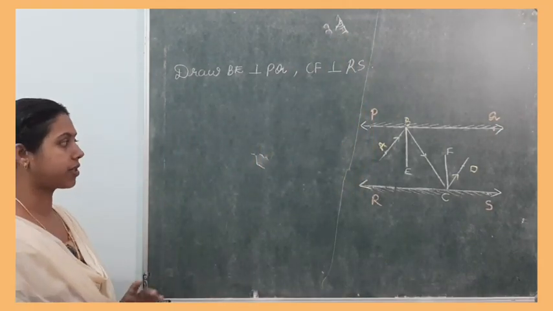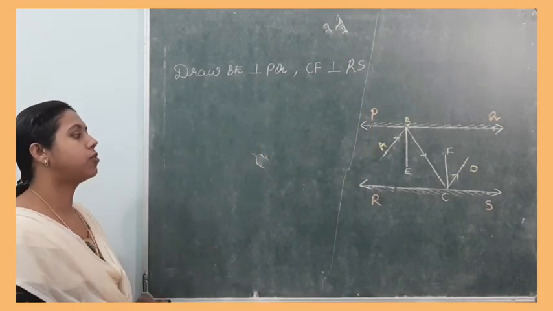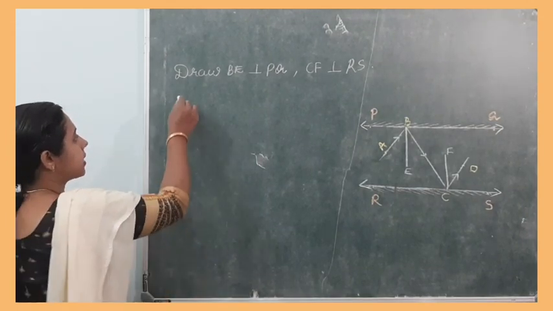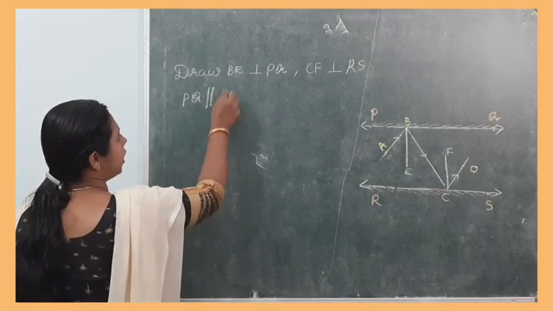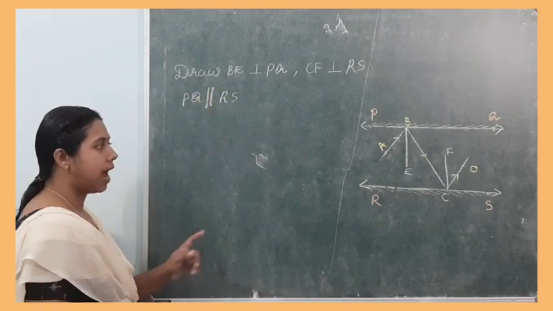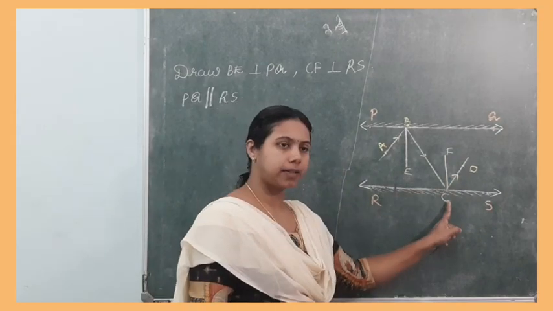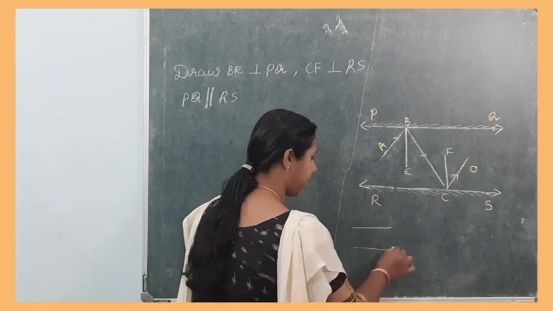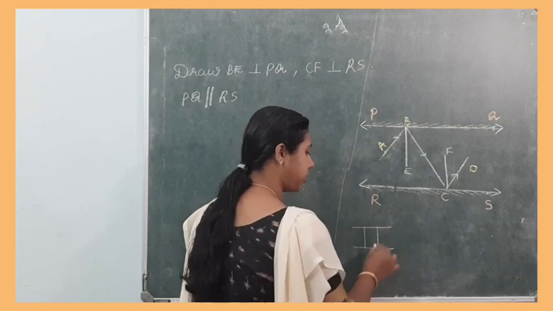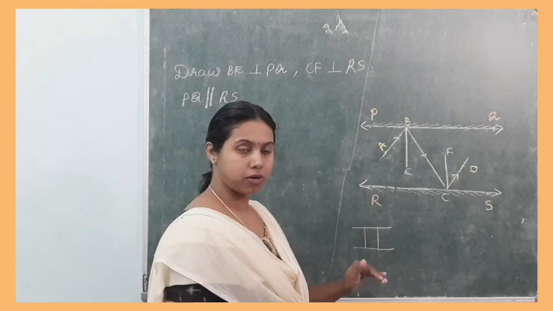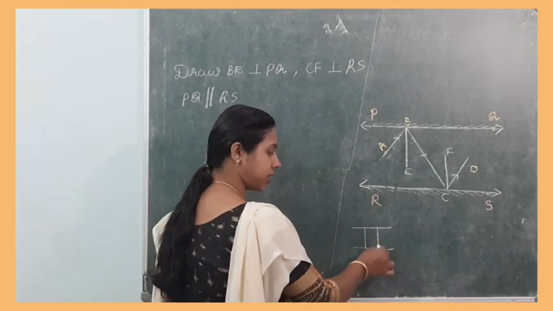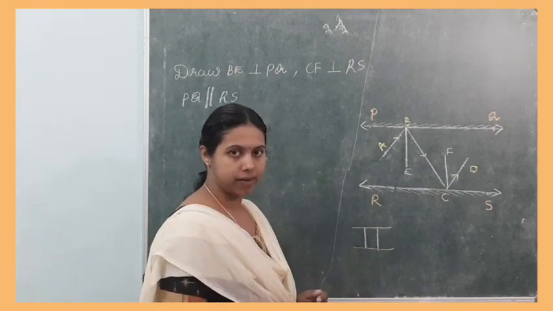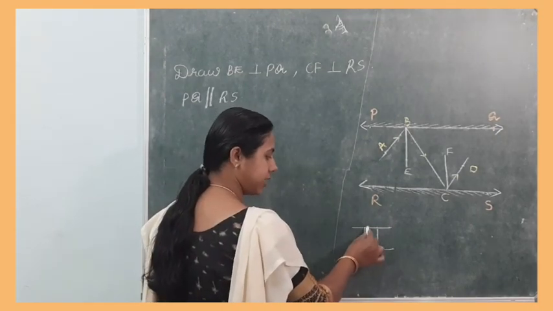That is our construction. BE is perpendicular to PQ and CF is perpendicular to RS. We know that PQ is parallel to RS, and BE and CF are the perpendiculars between these two parallel lines. If you draw the perpendicular between parallel lines, the perpendicular distance is the same. So we can say that the two lines are also parallel, because of alternate interior angles.